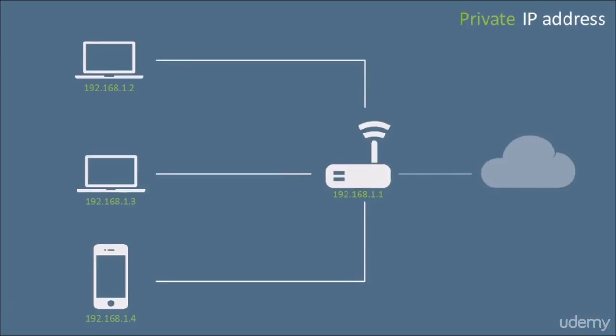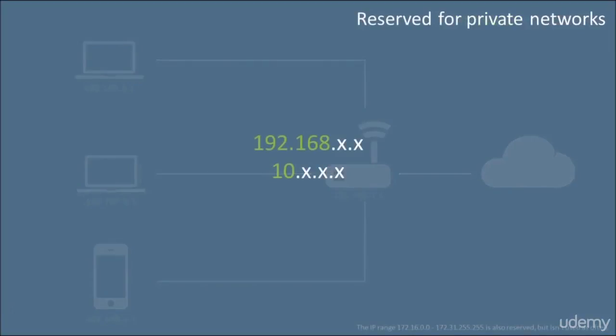Now, if these IP addresses look familiar to you, that's probably because they are. This is one of two ranges that are reserved for private networks. All addresses starting with 192.168 are reserved for private networks, as well as all addresses that start with the number 10. You can use these IP addresses without having to worry that some random web server already uses that IP address. They can, because it's specifically reserved for private networks.